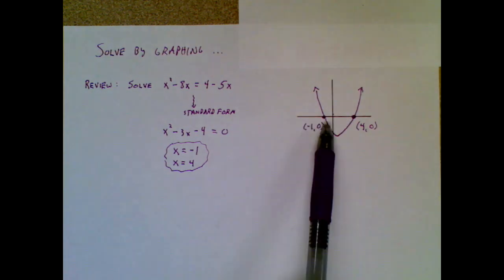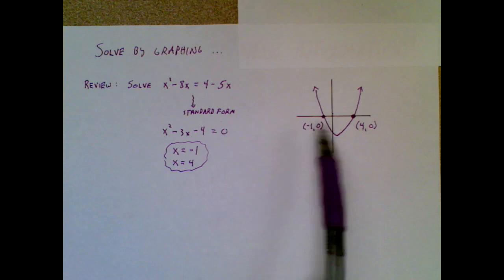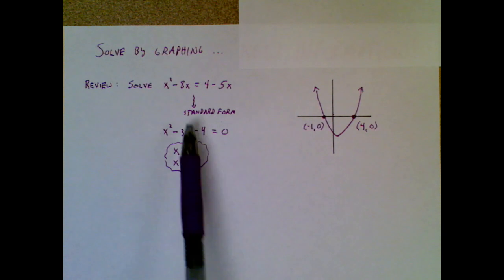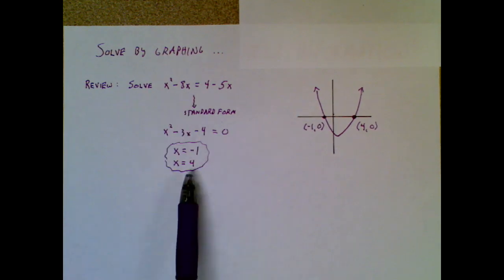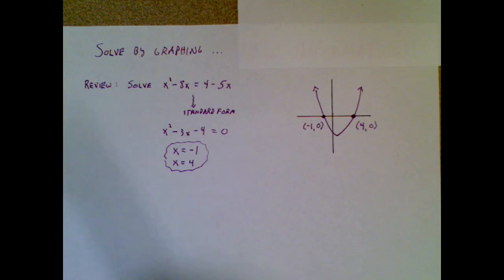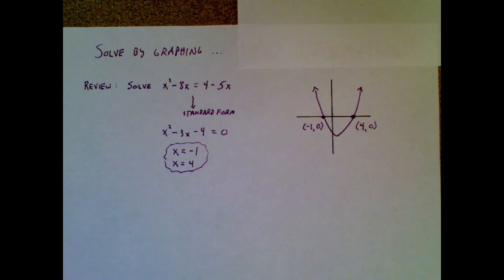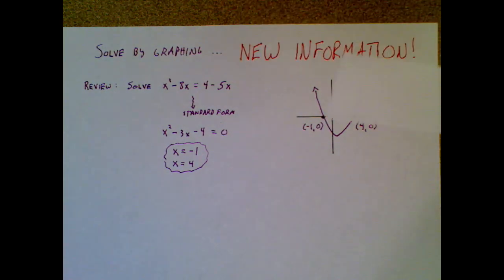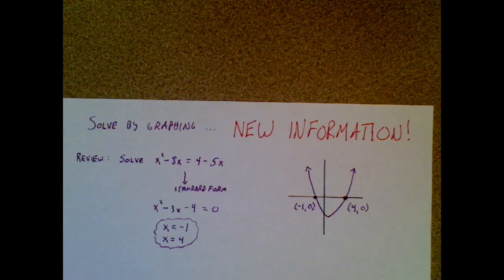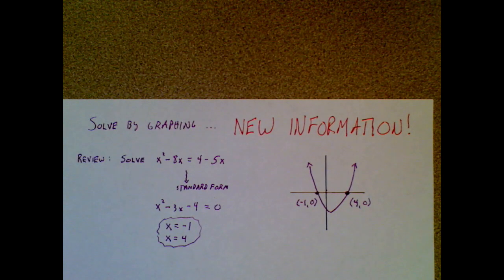or your zeros, and x is -1 and x is 4. That means these are the solutions to that equation. These are the x values that if you plugged them into the equation, it would make it true. But I have some news for you. We have some new information coming your way on a twist on the graphing method.